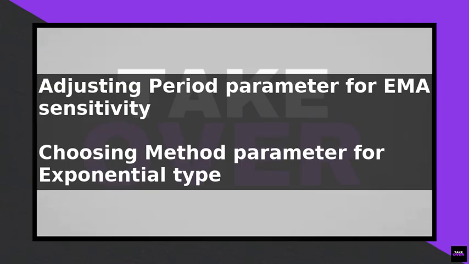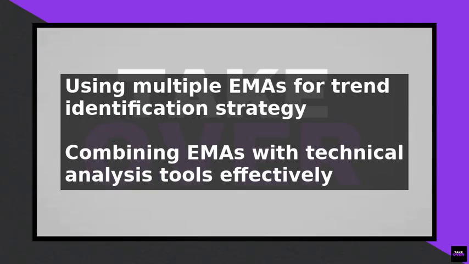Best practices for using EMA lines on MetaTrader 5 include using multiple EMAs with different periods to identify trends and potential buy or sell signals. For example, you can use a short-term EMA, such as a 50-period EMA, and a long-term EMA, such as a 200-period EMA, to identify crossovers and potential trading opportunities.